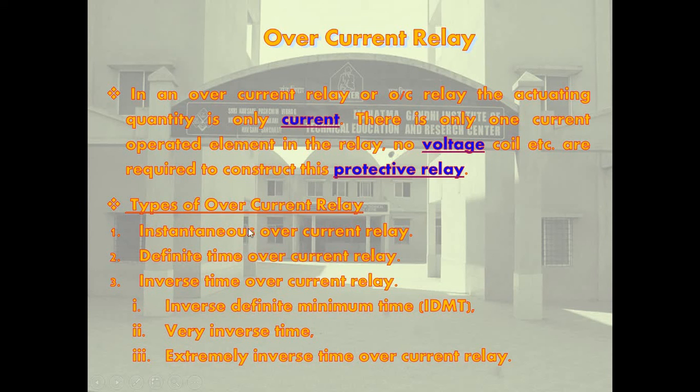These are the types of overcurrent relay. First is the instantaneous overcurrent relay, second is the definite time overcurrent relay, third one is the inverse time overcurrent relay. And these are the types of inverse time overcurrent relay. First is IDMT. IDMT means inverse definite minimum time overcurrent relay. Second is the very inverse time overcurrent relay, and third one is the extremely inverse time overcurrent relay.